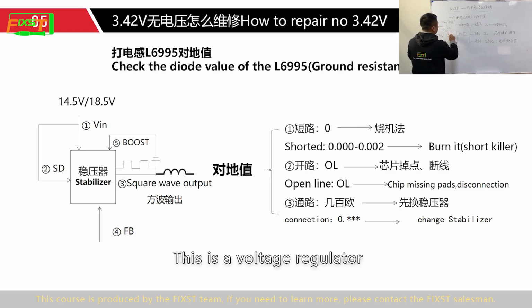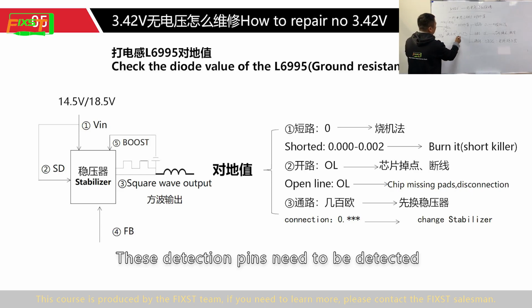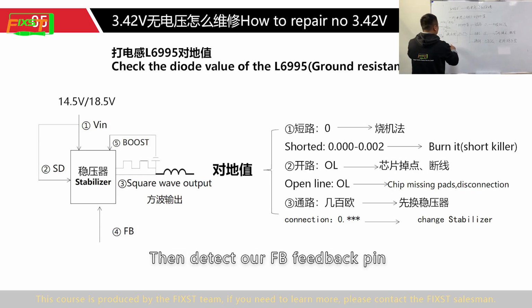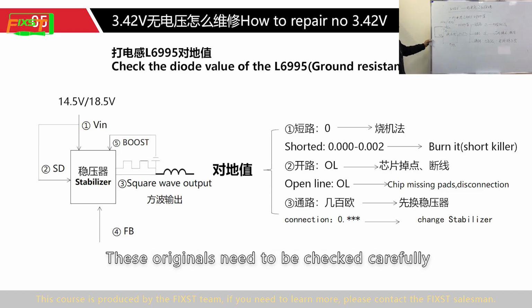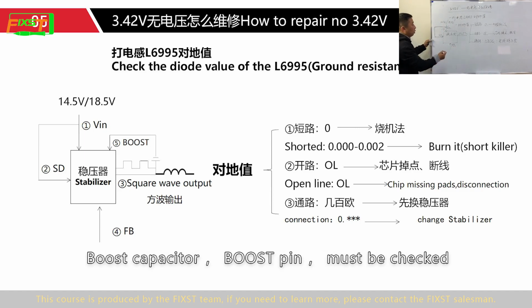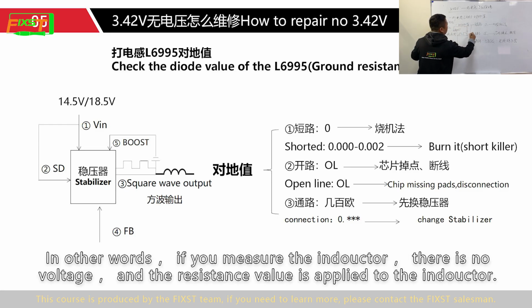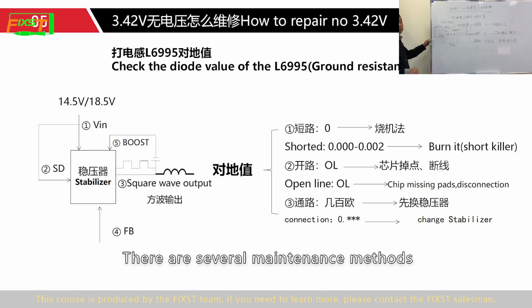This is a voltage regulator. This detection pin needs to be detected. Then detect our FB pin. This needs to be checked carefully. Boost capacitor, boost pin must be checked. In other words, if you measure the inductor, there is no voltage, and the resistance value is applied to the inductor. There are several maintenance methods.